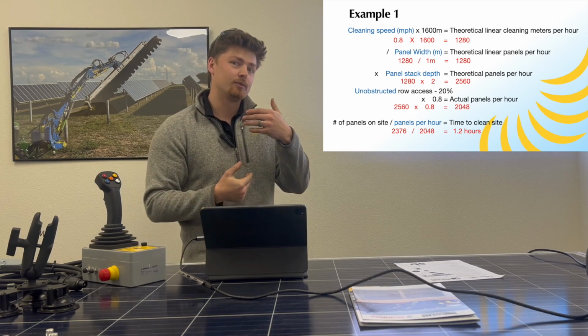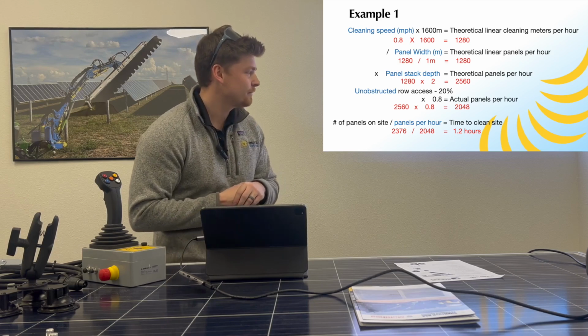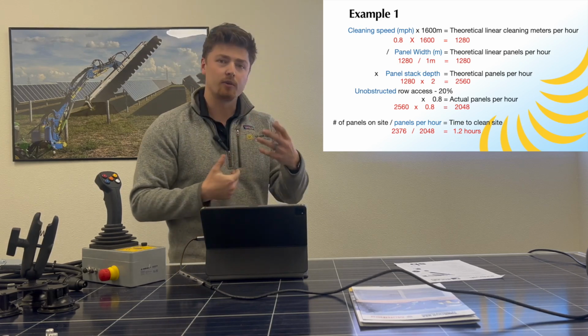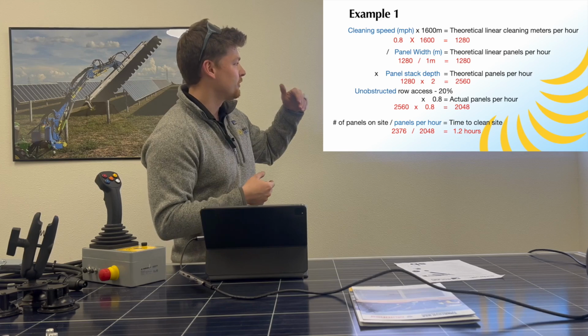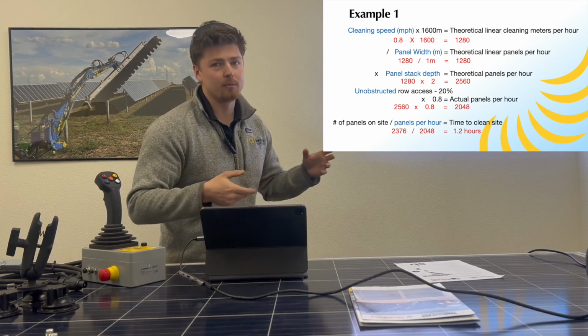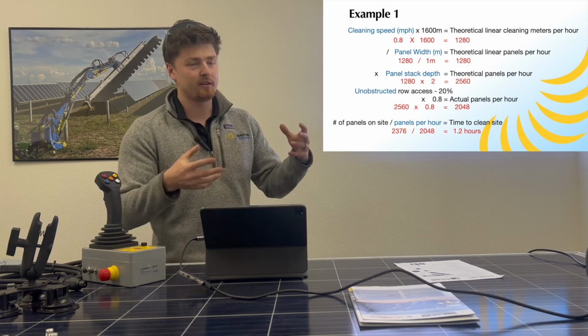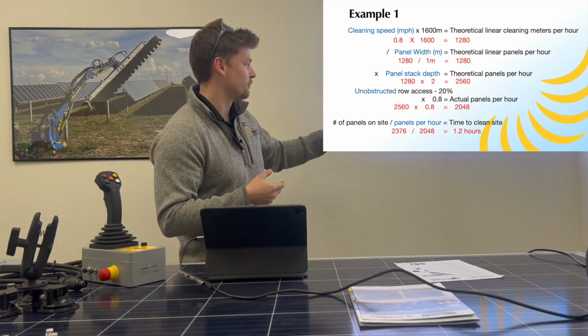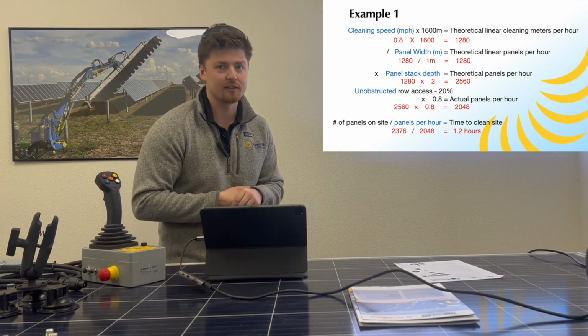Panel stack, of course, we've got 2 panels high, so 1,280 times 2 is 2,560. These are theoretical panels per hour. And of course, on this site, because there's no obstructions, we've got the times 0.8 for the actual number of panels cleaned per hour of 2,048. So if we take the total number of panels on the site divided by panels per hour, it says it will take 1.2 hours to clean the site.